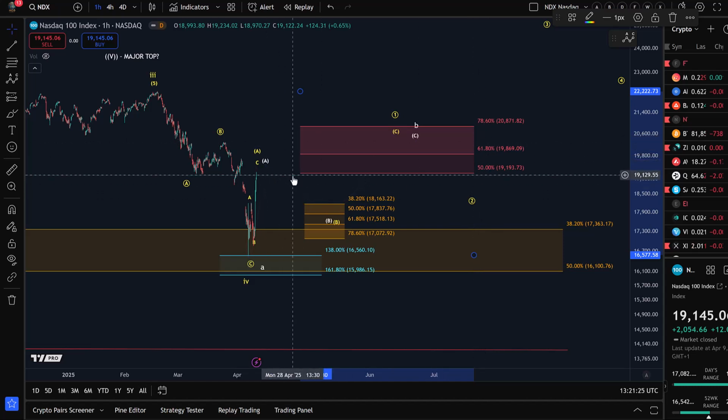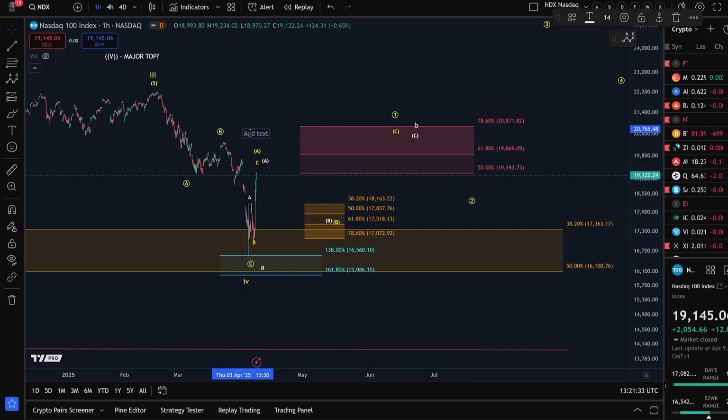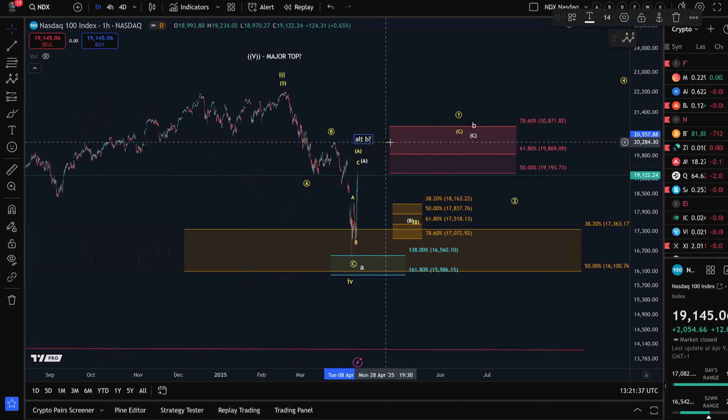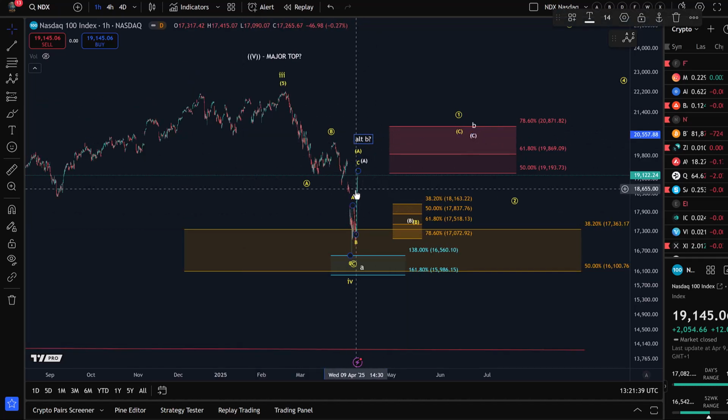At any point now, if we see a 5 wave move down, which breaks below support, that would indicate that the B wave in white has already topped. I would keep that as an alternative for now, because this would be quite a, also timely, duration-wise, a very weak B wave. So that's the update about the NASDAQ.